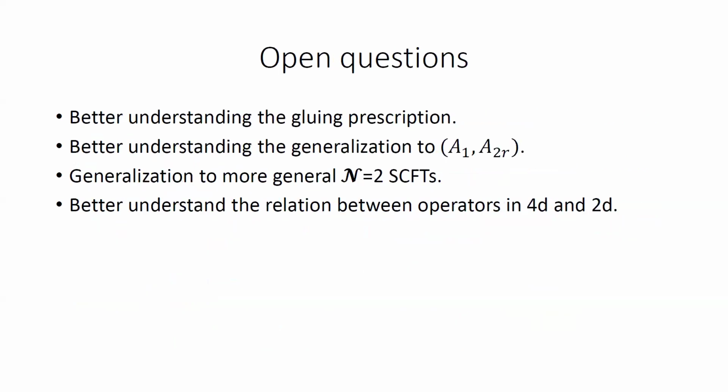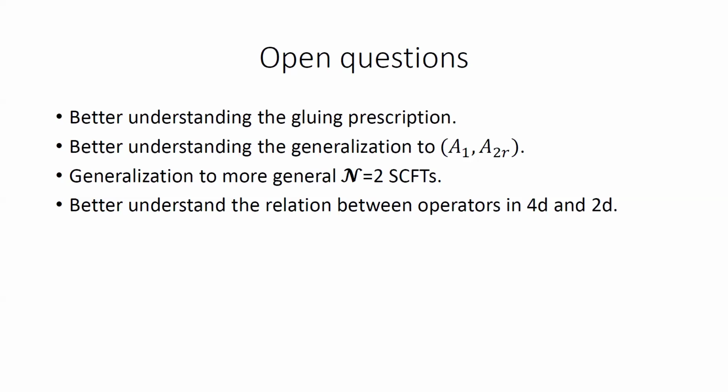There are several open questions. First, I mentioned if we want to better understand the gluing, we want to know if there is some physical way to actually get the GLSM from gluing models. Also, we need to better understand the generalization to the A1, A2, A2 that seems natural to do. Then you can be a bit more ambitious and try to wonder if you can do also more general N=2 SCFTs, whose chiral algebra is not just a minimal model.